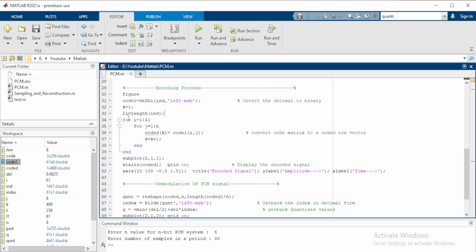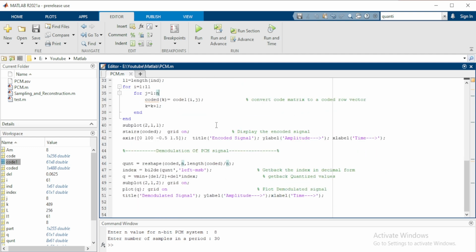That's why we have used this parallel to serial converter, in logic form: for i equals 1 to L1 and for j equals 1 to n, where n I have defined as 8. So for every 8 values it writes the same thing, and then k equals k plus 1, that is at the 9th place, it again goes to the second decimal value. So basically this for loop converts the parallel to serial form, and that is actually the encoded, or we can say the binary bits. So this is the PCM.